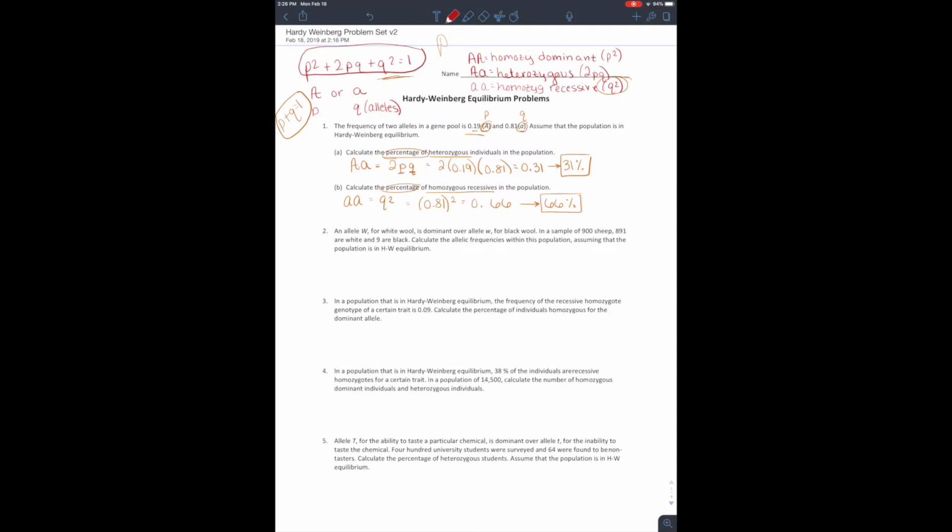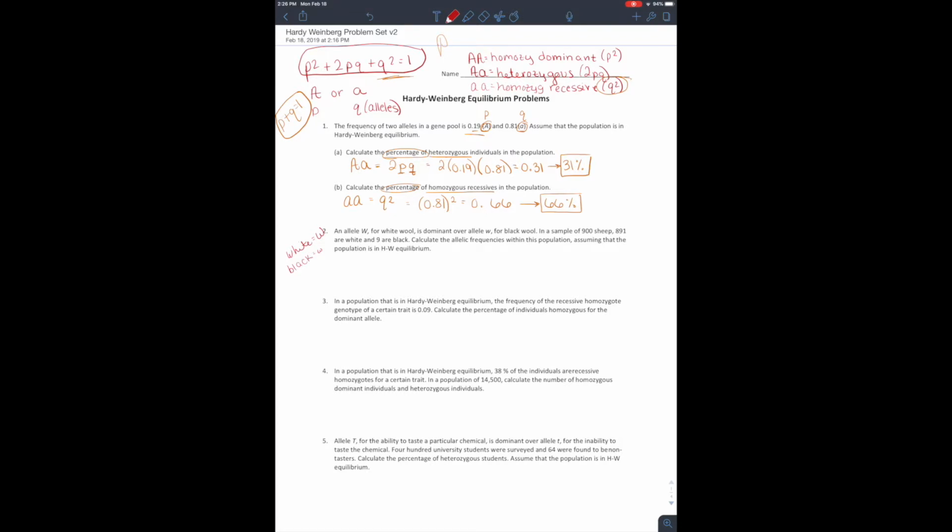Example 2: an allele for white wool, and notice it's capital, so it's dominant. It's dominant over the little w allele for black wool. So white is your dominant, and black is recessive. Again, I hate when they use W's because the capital and lowercase look the exact same, so be cautious when you're writing. In a sample of 900 sheep, 891 are white and 9 are black. Calculate the allelic frequency within the population, assuming that the population is in Hardy-Weinberg equilibrium.